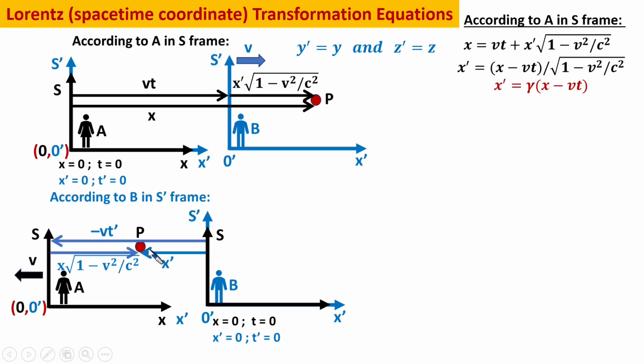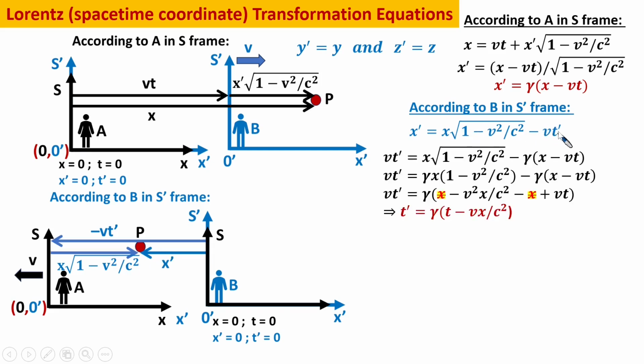Similarly, suppose this point P is in the S frame and this S frame is moving in the negative direction now. So Bob will see this frame moving with negative velocity, and this is the time for Bob's frame of reference, t prime, and he will see that from this coordinate to this point the length has contracted, and this is your x prime, the point for the S prime frame. So according to B in S prime frame, I can write x prime is equal to this minus vt prime plus this.